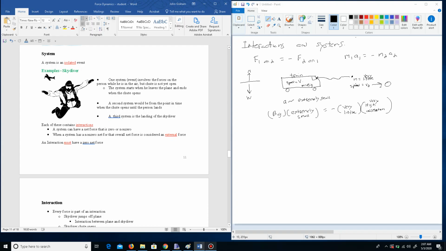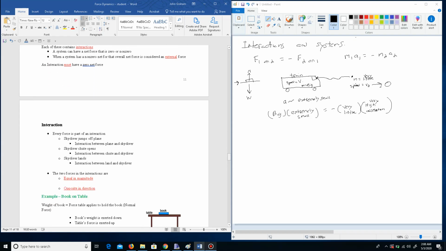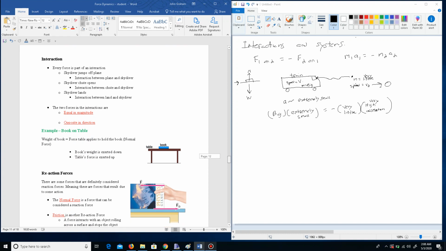Each system can have a net force that is 0 or non-zero. When a system has a non-zero net force, that is considered external force. So, for example, we have a book on the table. This is the system here, but if you push this whole table, this table and book could accelerate, and that's your external force. Which I mentioned again, the book on the table.